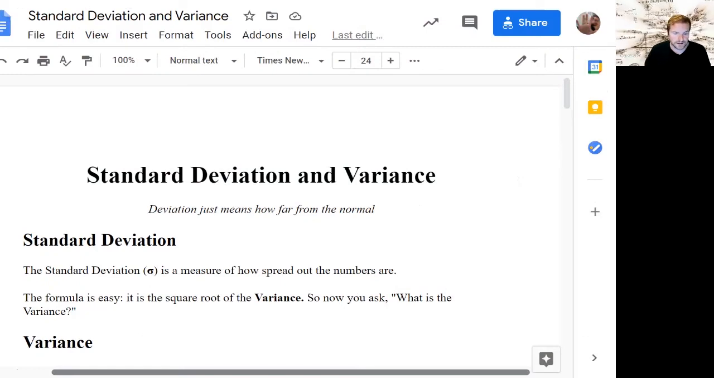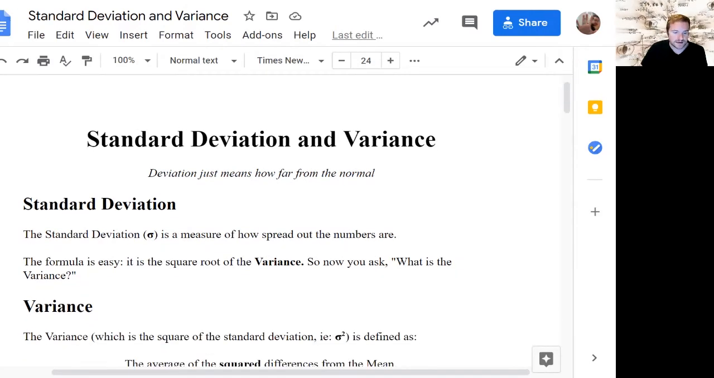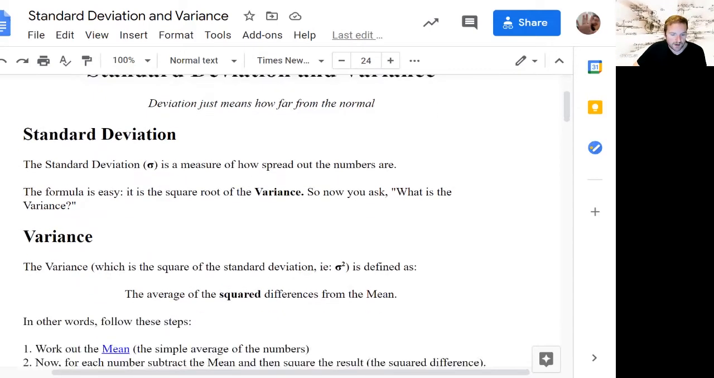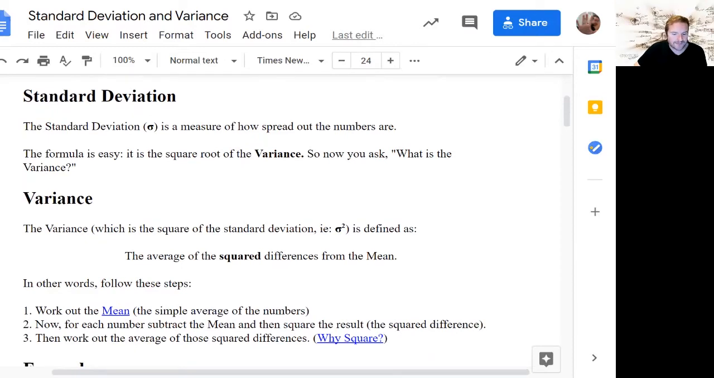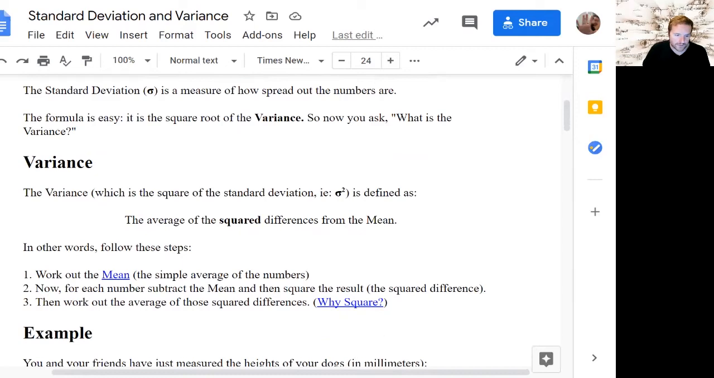The standard deviation is a measure of how spread out the numbers are. The formula is easy. It is the square root of the variance. So you might ask, what is the variance? The variance, which is the square of the standard deviation, is defined as the average of the squared differences from the mean. In other words, follow these steps.